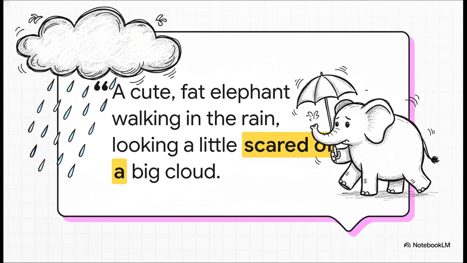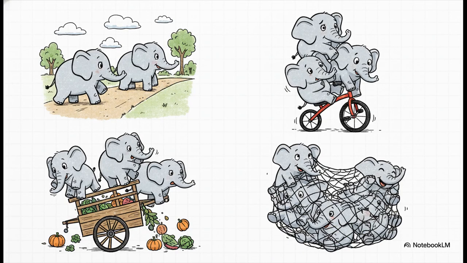You're not trying to figure out what to draw. The script has already done the hard work for you. You're just following the recipe. And from there, it's just rinse and repeat for the whole story. You generate the image of the 2 elephants on the path, then the 3 elephants trying to squeeze onto a tiny cycle, then the 4 on a vegetable cart, and finally all 5 of them getting caught up in a net. Scene by scene, you're building out your entire visual story.